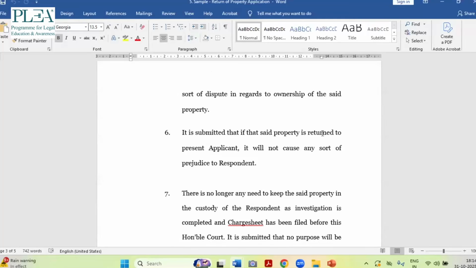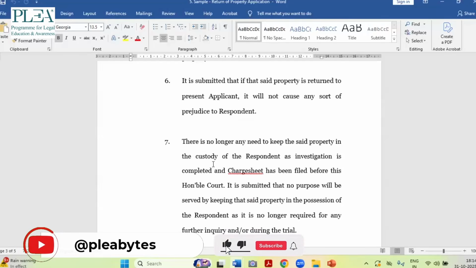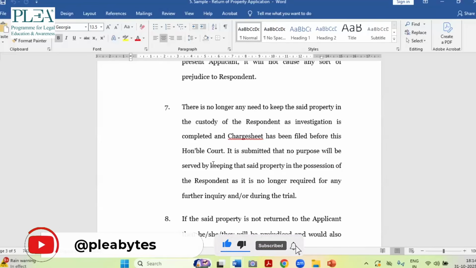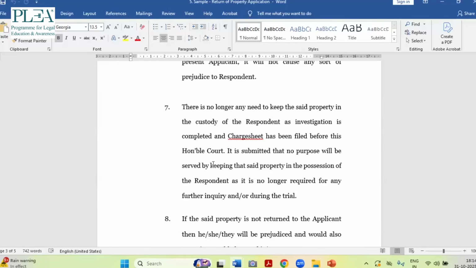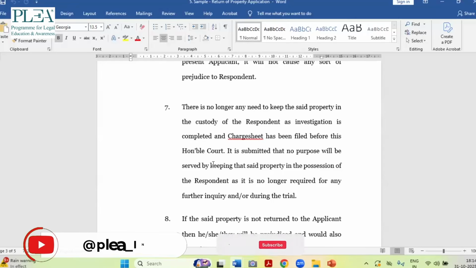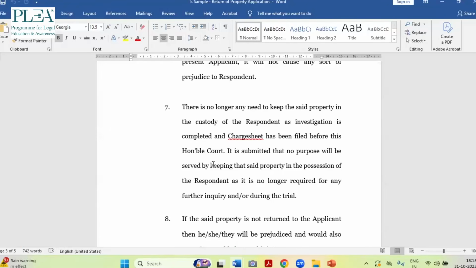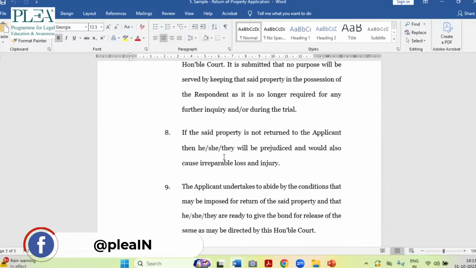Now, if the property is not returned to the applicant, it causes prejudice to the applicant and does not cause any prejudice to the respondent. The reason for making such an application is that this property is no longer needed, because in this scenario the investigation is completed and the charge sheet is filed. No fruitful purpose will be served by holding this property in custody, as it is not required for any further inquiry or trial.